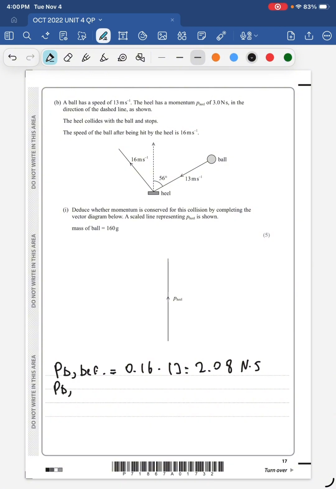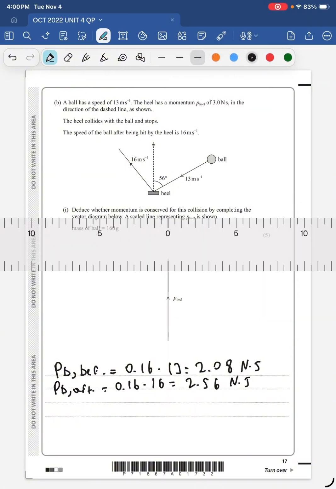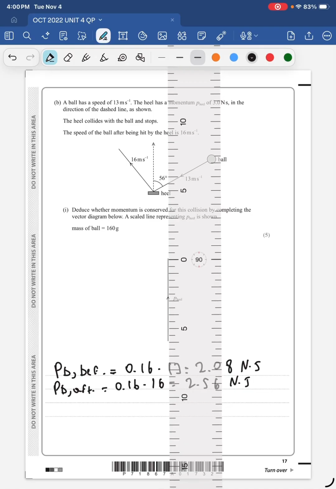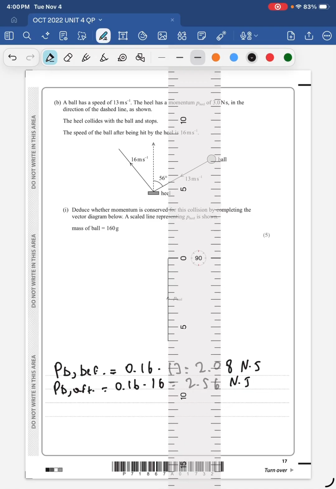And p ball after is 0.16 times 16, which yields 2.56 newton seconds. Okay, so now since this is scaled, let's actually measure it. Let's bring the ruler and measure this vector. We need it to be at 90 degrees. Okay, so that's 6 centimeters. So you can see it.